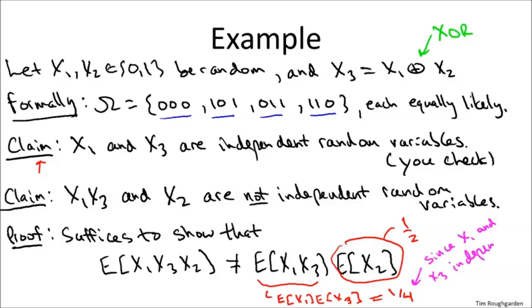What about the left-hand side, the expected value of x1 times x3 times x2? Well, let's go back to the sample space. What is the value of the product in the first outcome? 0. What is the value of the product in the second outcome? 0. Third outcome? 0. Fourth outcome? 0. The product of all three random variables is always 0, with probability 1. Therefore, the expected value, of course, is going to be 0. So indeed, the expected value of the product of x1, x3, and x2, 0, is not equal to the product of the corresponding expectations. So this shows that x1 times x3 and x2 are not independent.